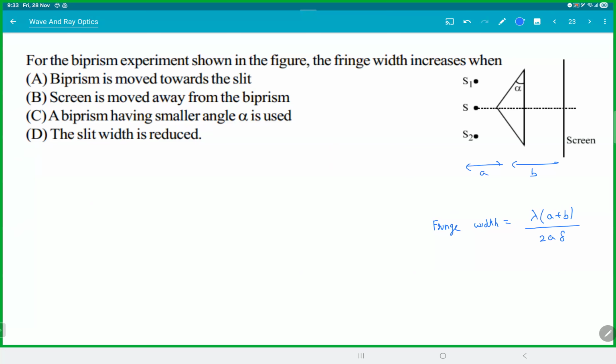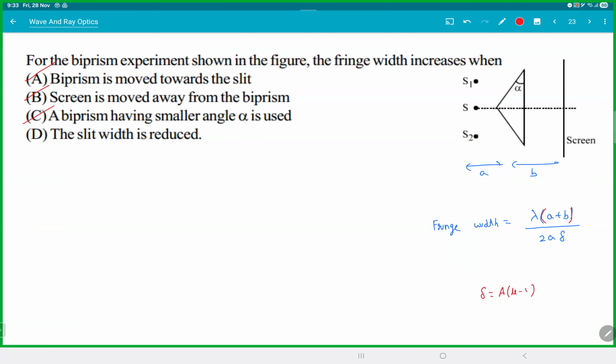So the fringe width, when will it increase? If the biprism is moved towards the slit, that means you're decreasing the value of A. Anyway, A plus B is constant. So if you decrease A, fringe width will increase. True. Screen is moved away from the biprism. So if you go away from the biprism, B will increase. That is also true. The biprism having smaller angle alpha. If you have smaller angle alpha, delta, which is alpha into mu minus 1, will decrease. So yeah, that is also right.